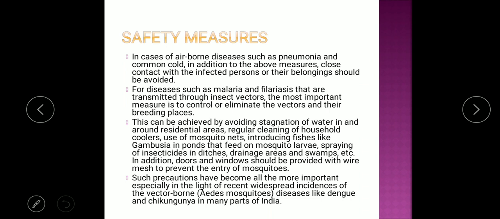Then in the case of airborne diseases, like coronavirus here, we have to prevent close contact. For diseases like malaria and filaria, you have to prevent the growth of insect vectors. Most important is to control and eliminate the vectors and their breeding places, and keep watch on them so that they cannot reproduce.